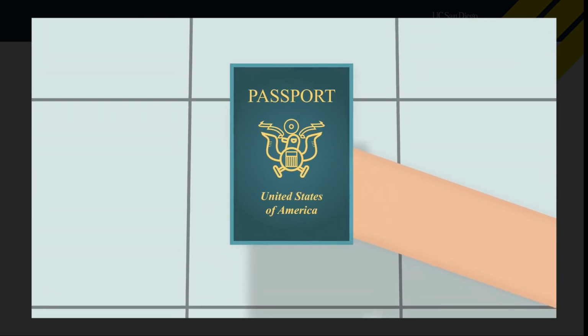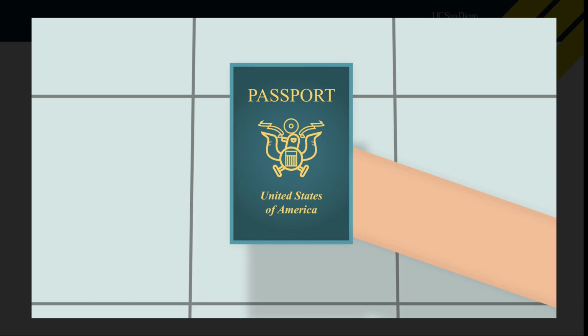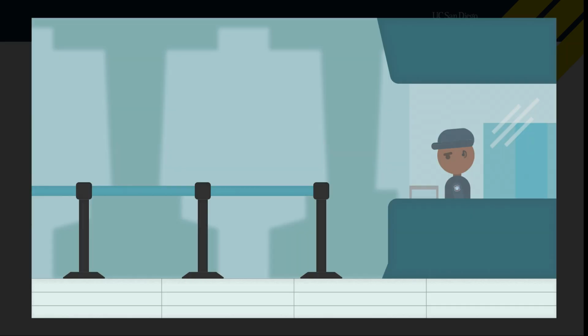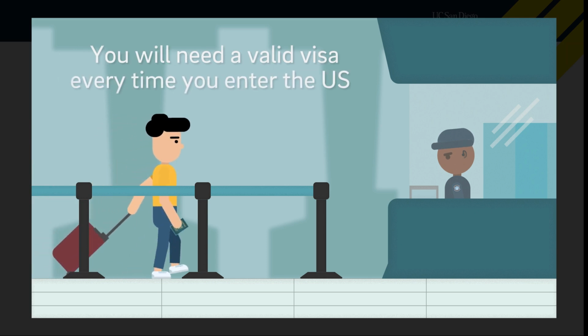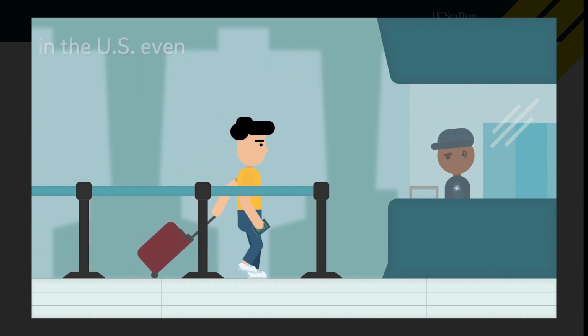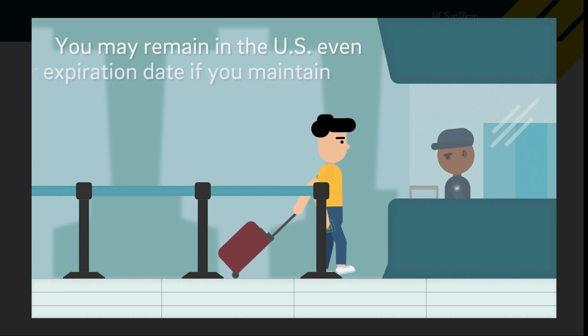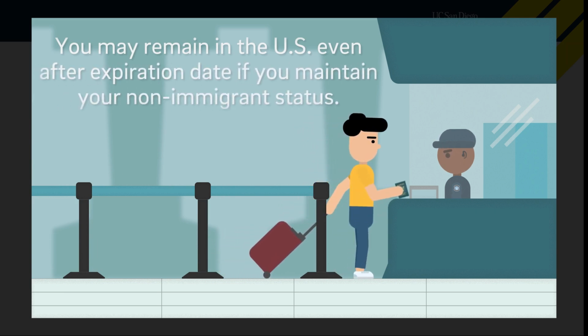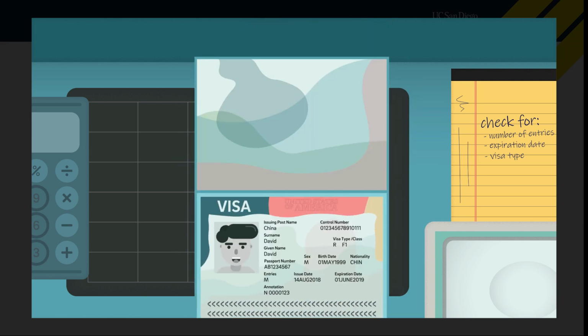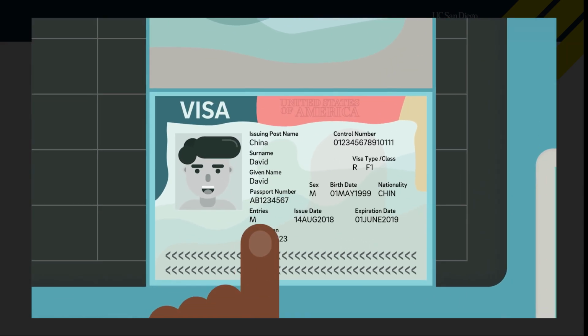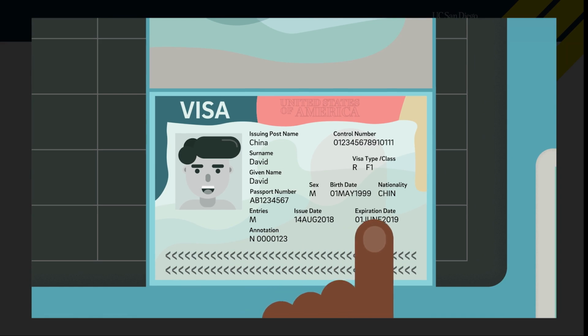Your F1 or J1 visa is a document inside of your passport which allows you to travel to the U.S. port of entry and request permission to enter in that status. Note that you will need a valid visa each time you enter the U.S. However, once you enter, you may remain in the U.S. even after the expiration date if you are maintaining your non-immigrant status. Review your visa and note the number of entries, expiration date, and visa type listed for accuracy.